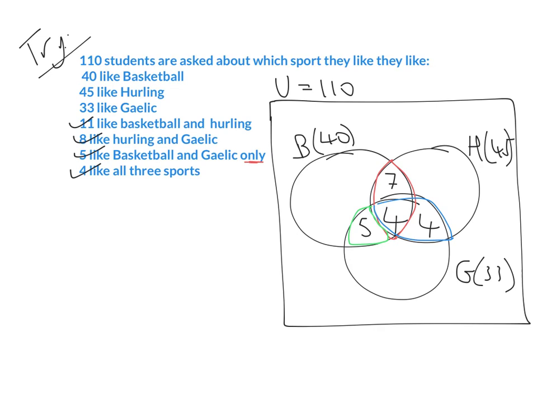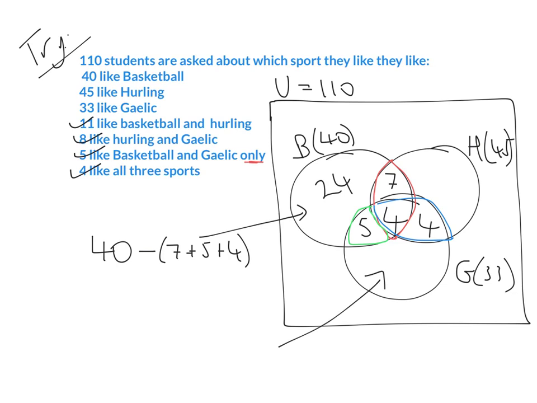And then we need to go and figure out what the summations of our circles are going to come to. So in this one, it's going to be 40 minus 7 plus 5 plus 4. And that's going to give me 24. The next one we can do then is the Gaelic circle. So that's going to be 33 minus 5 plus 4 plus 4. And that's going to give me 20.